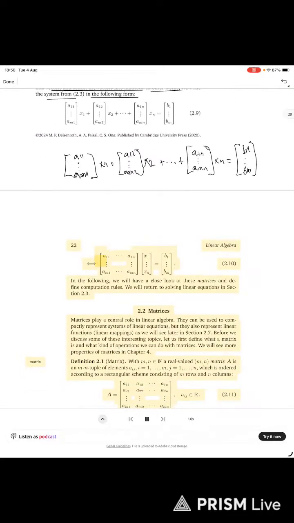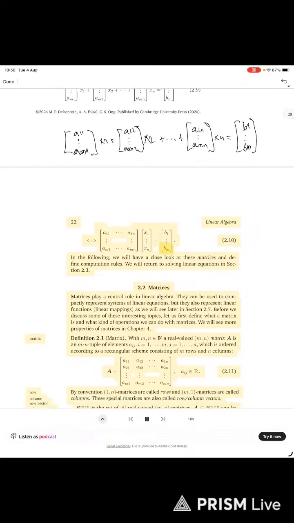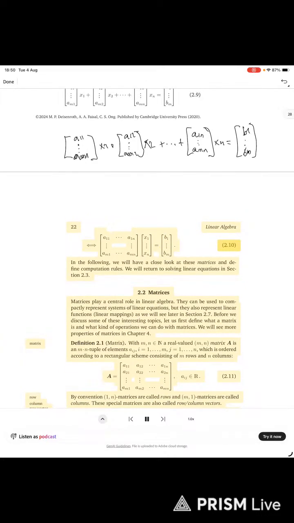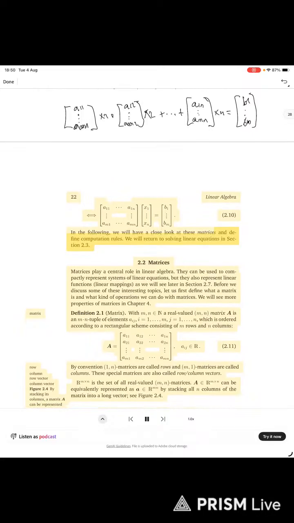a11 up to a1n, and so on, am1 up to amn, times x1 to xn, equals b1 to bm. 2.10. In the following, we will have a close look at these matrices and their computation rules. We will return to solving linear equations in section 2.3.